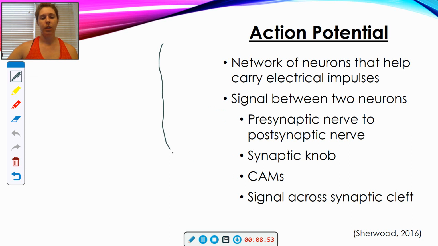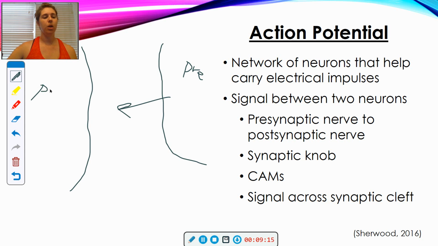So here's one neuron. Here's another neuron. If I can draw the letters good enough, I'm going to say that this is my presynaptic nerve. This is where my signal is going to start. And I want to get it all the way across this space to the postsynaptic nerve. This is where I want to send the signal. It needs to get from here to help my body function.